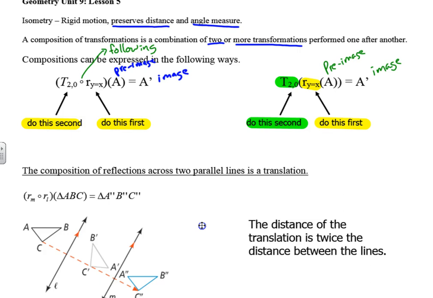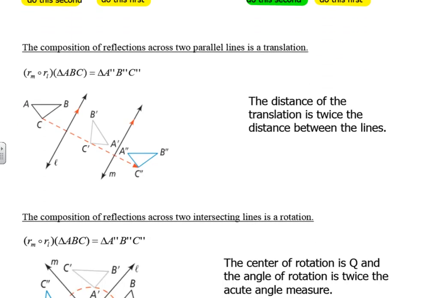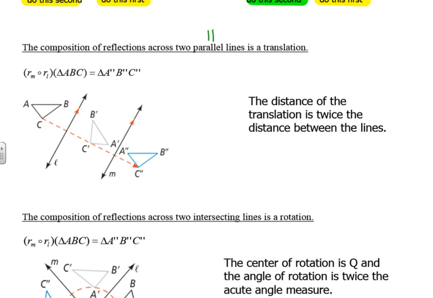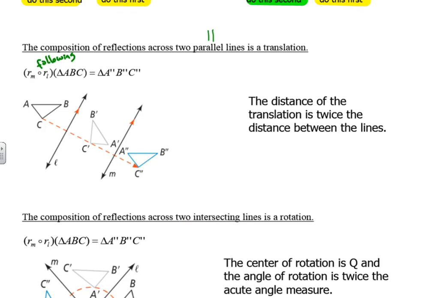Okay, so now we have a couple of special cases. We're going to practice these in just a moment, and the composition of reflections across two, here's the key, parallel lines is a translation. So again, let's work on this. What does this little O mean? Following. So a reflection in the line y equals m following means this is first and this is second of triangle ABC is A double prime, B double prime, C double prime.